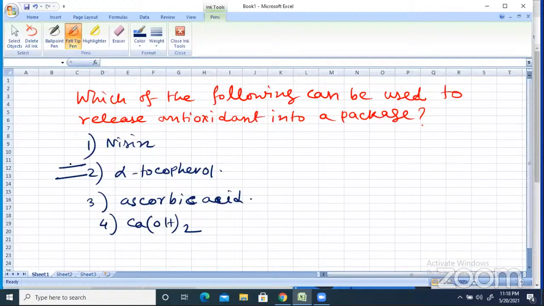Okay. For today, this much, I will finish. Next day I will also try to solve some MCQs based on packaging. It's important.